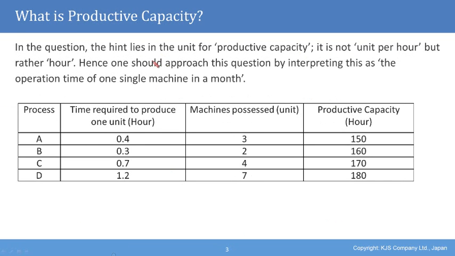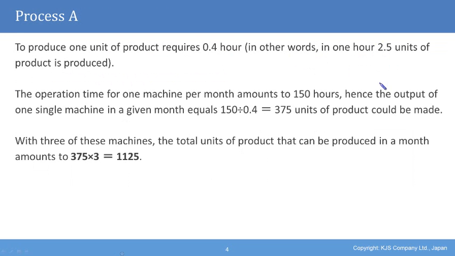In the question, the hint lies in the unit for productive capacity. It is not unit per hour, but rather hour. Hence, one should approach this question by interpreting this as the operation time of one single machine in a month. Let's then take a look at each of the processes one by one. We'll begin with process A.